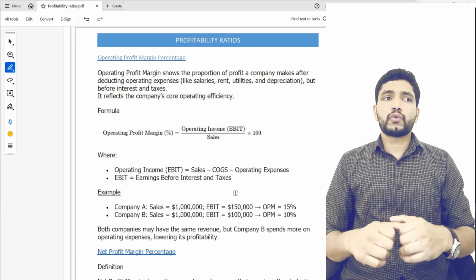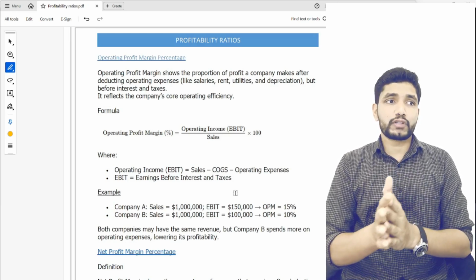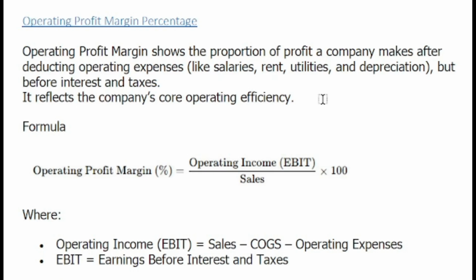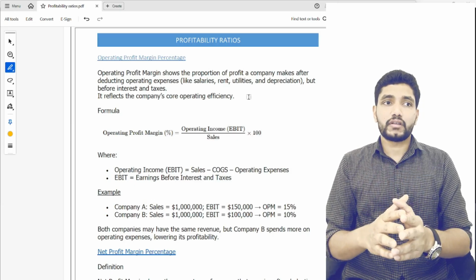So now we will move on to the next ratio, that is operating profit margin. It shows the proportion of profit a company makes after deducting its operating expenses like salary, rent, utilities and depreciation, but before interest and tax. It reflects a company's core operating efficiency.